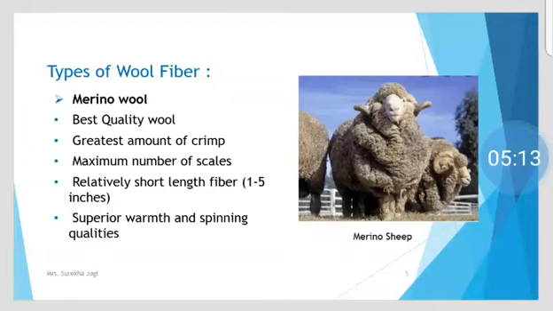Now here what do you mean by crimp? Crimp means waviness or curliness. Regarding quality, this wool has superior warmth and best spinning qualities. So it is used to produce the best type of woolen clothing.